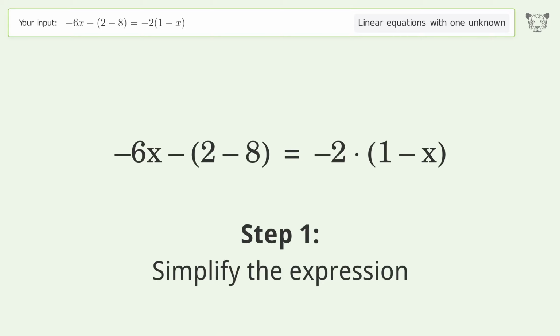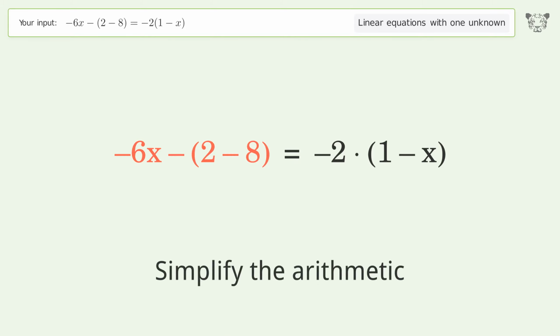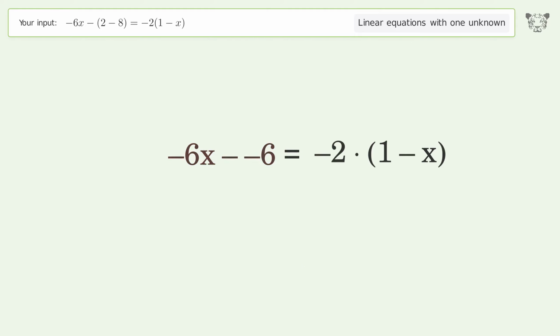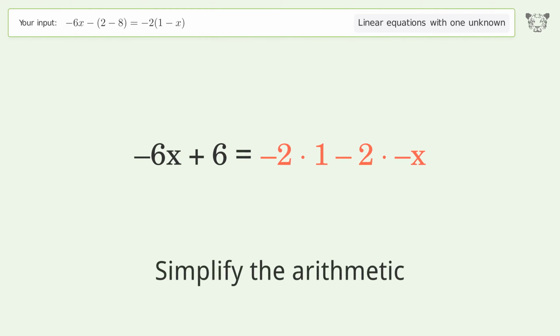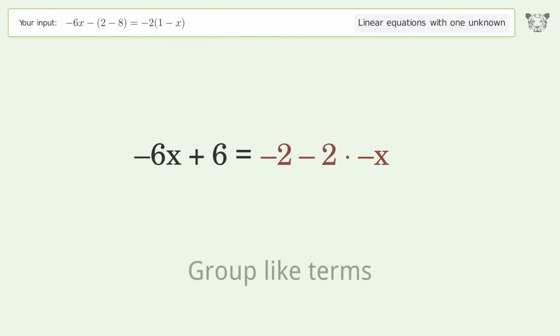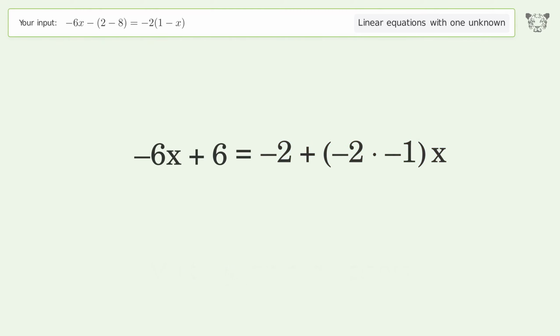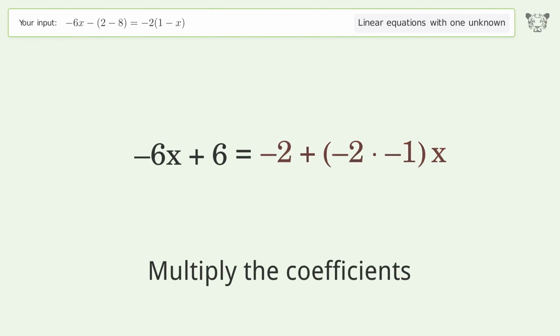Simplify the expression. Simplify the arithmetic. Expand the parentheses. Simplify the arithmetic. Group like terms. Multiply the coefficients.